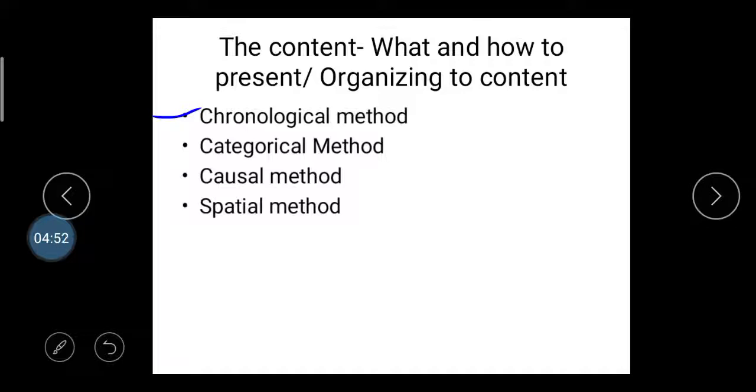Then after, the categorical method. Sometimes in public speaking the speaker uses the categorical method, where they provide the information according to category. Take the example of the annual general meeting: if they have to announce a new policy, they have to divide it into categories. First of all, an introductory category, then an information category. So there are various categories, and they have to divide their speaking.